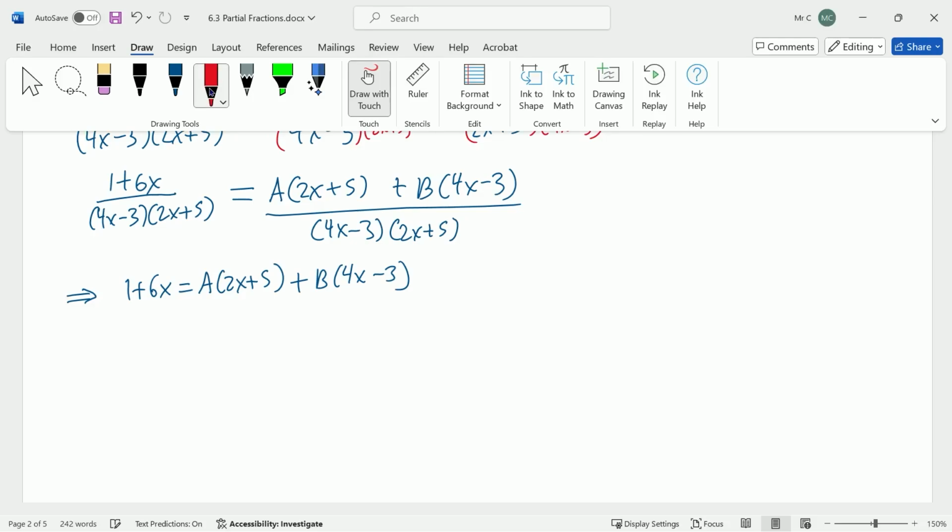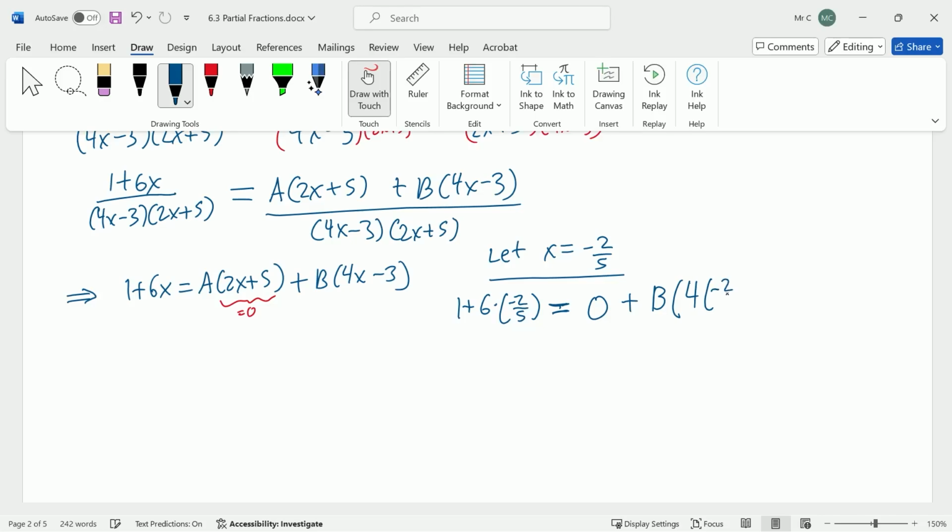So I ask myself, hey, what does x have to be to equal 0? Well, x would just have to be negative 2/5, right? Just set it equal to 0, solve it, x is negative 2/5. So that's what I'm going to do. I'm going to plug in x is negative 2/5. I get 1 plus 6 times negative 2/5 equals, this whole first term is going to be 0. That's why I picked x as negative 2/5. Plus b times 4 times negative 2/5 minus 3. And now we solve for b.